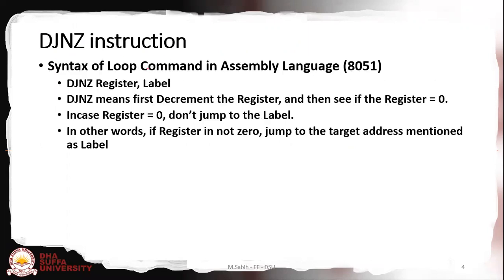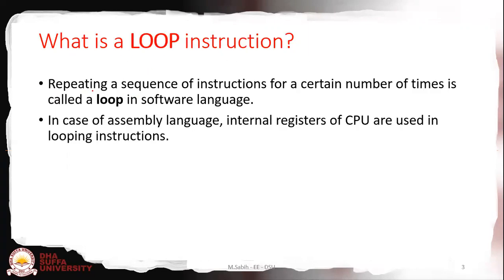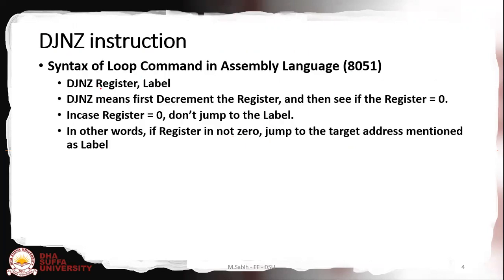What is a loop instruction? Basically, a loop instruction is used when we are going to repeat some instructions a certain number of times. In programming languages, this is called a loop. In assembly language, we use some internal registers of the CPU for looping instructions. So let's see how we are going to do this.